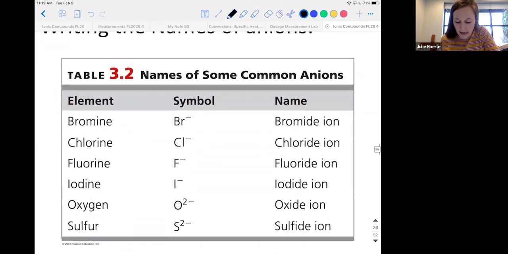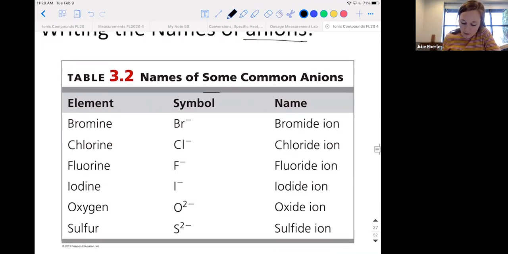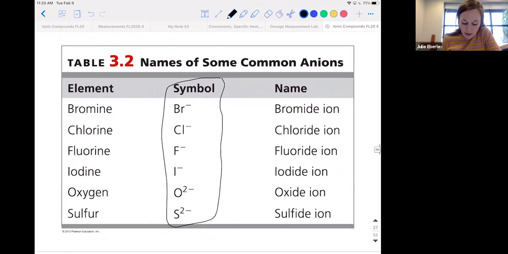Okay. Anions. How do we name anions? Remember, how do you become an anion? Do you give away or do you receive electrons? You receive. That's right. So these are elements that have gained an electron, and now they have a negative charge. You notice that with their symbol, they're all negatively charged. So these are the elements that these corresponding anion names go with.